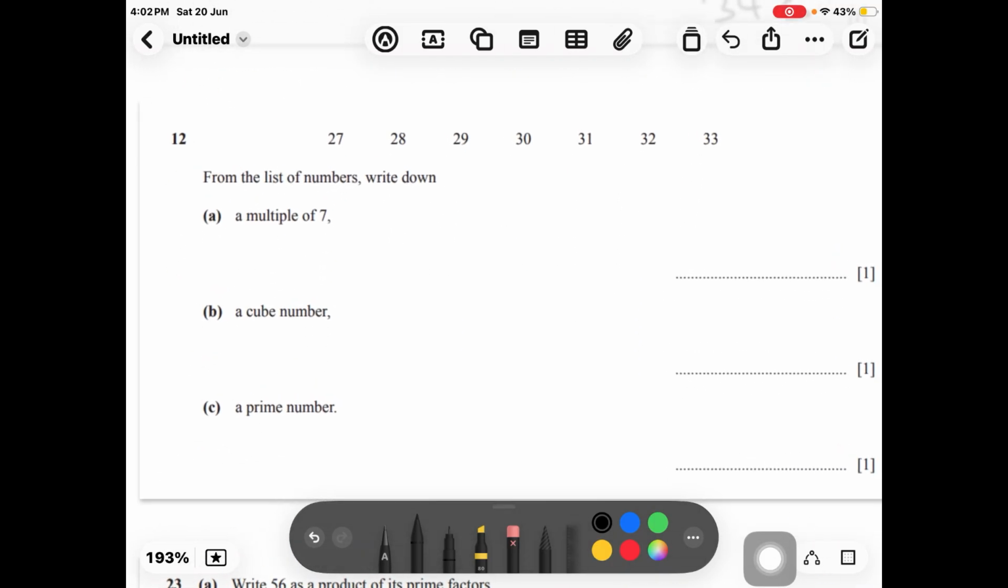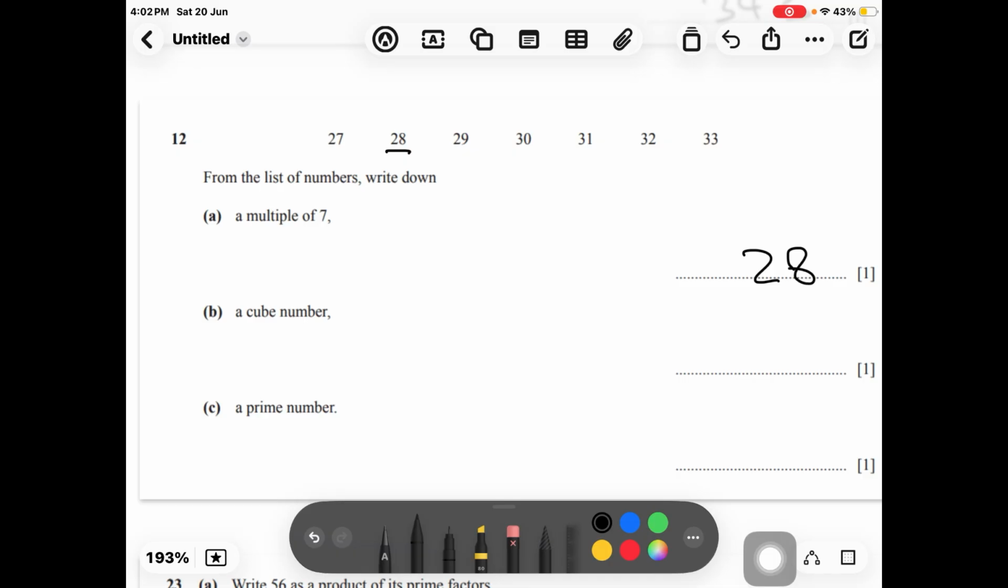Now the next question. Another list of numbers. This time we need a multiple of 7, a cube number, and a prime number. Multiple of 7: 27 is not a multiple of 7. 28 is the fourth multiple of 7, 7 times 4. So 28 goes here.